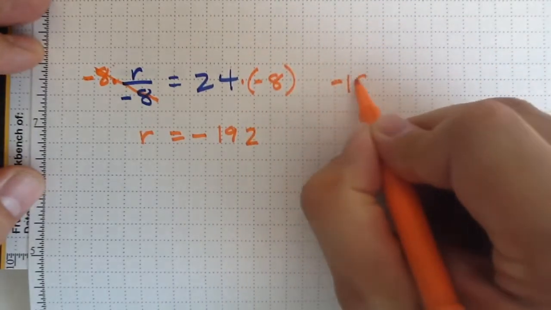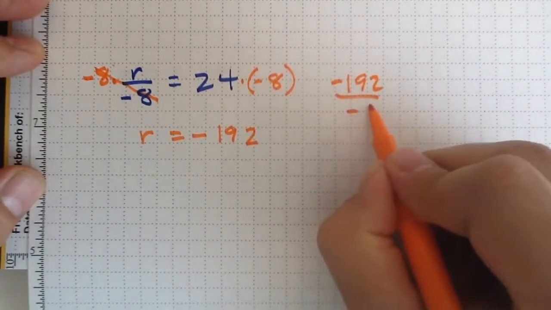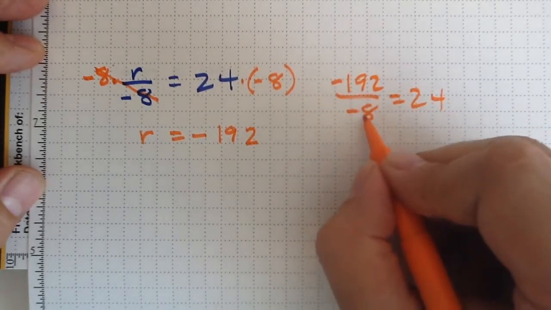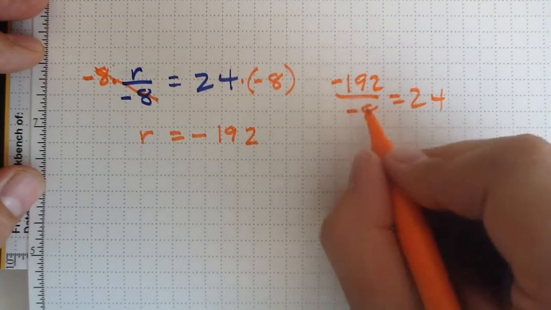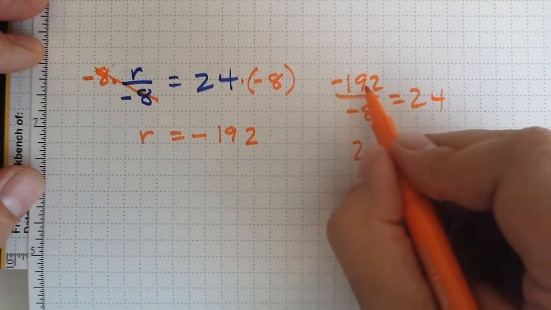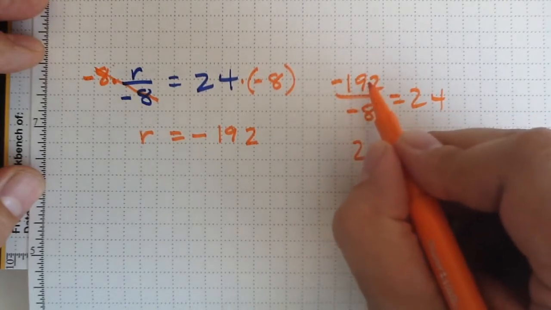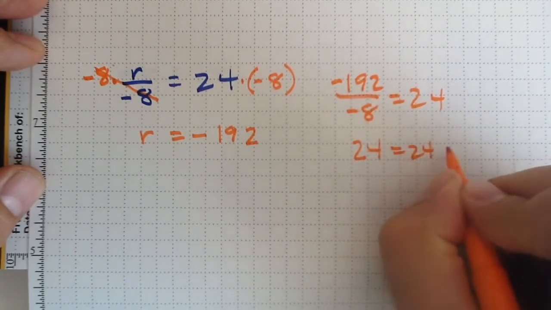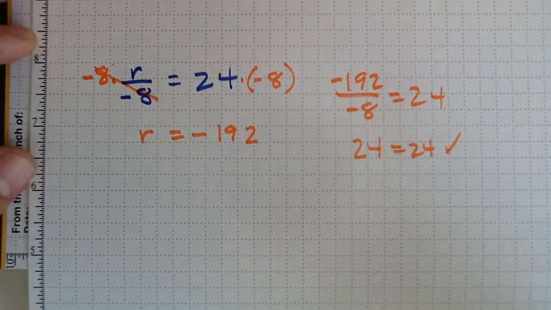And if I check it out, -192 divided by -8, negative and a negative make a positive, and 8 divided into 19 is 2, with a remainder of 3. 32 divided by 8 is 4, and so 24 does equal 24. All right.